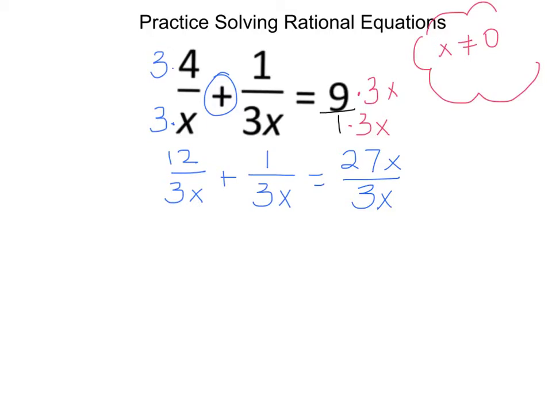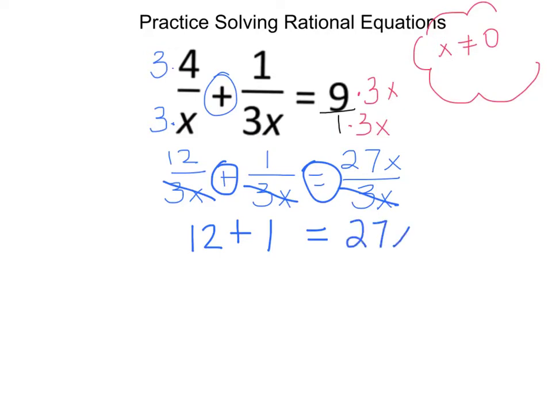Okay, next step. Now that we have the common denominator, what can we do with those denominators? We can cross them out. Yay! Get rid of them. And let's write down what's left. Well, we have 12 and plus 1. Don't forget the equal sign. Equals 27x.